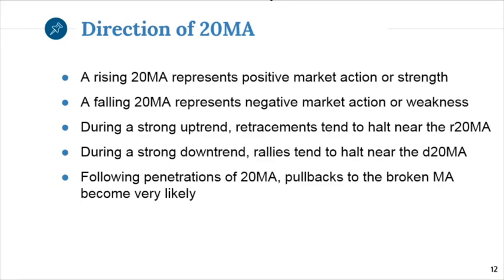It represents a stock that's being bought, right? A falling 20 MA represents negative market action or weakness. During a strong uptrend, retracements tend to halt near their rising moving average. During a strong downtrend, rallies tend to halt near the declining 20 moving average. Following penetrations of the 20 MA, pullbacks to the now broken MA become very likely.